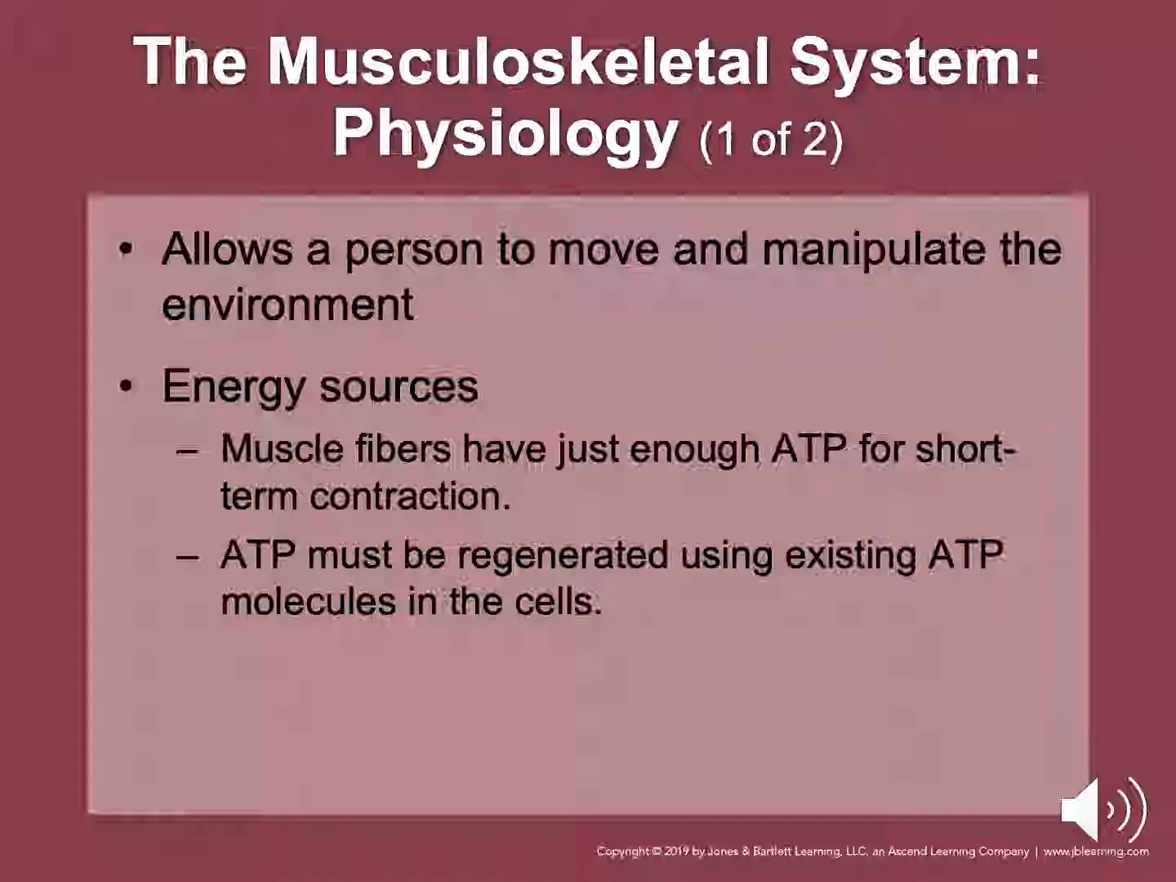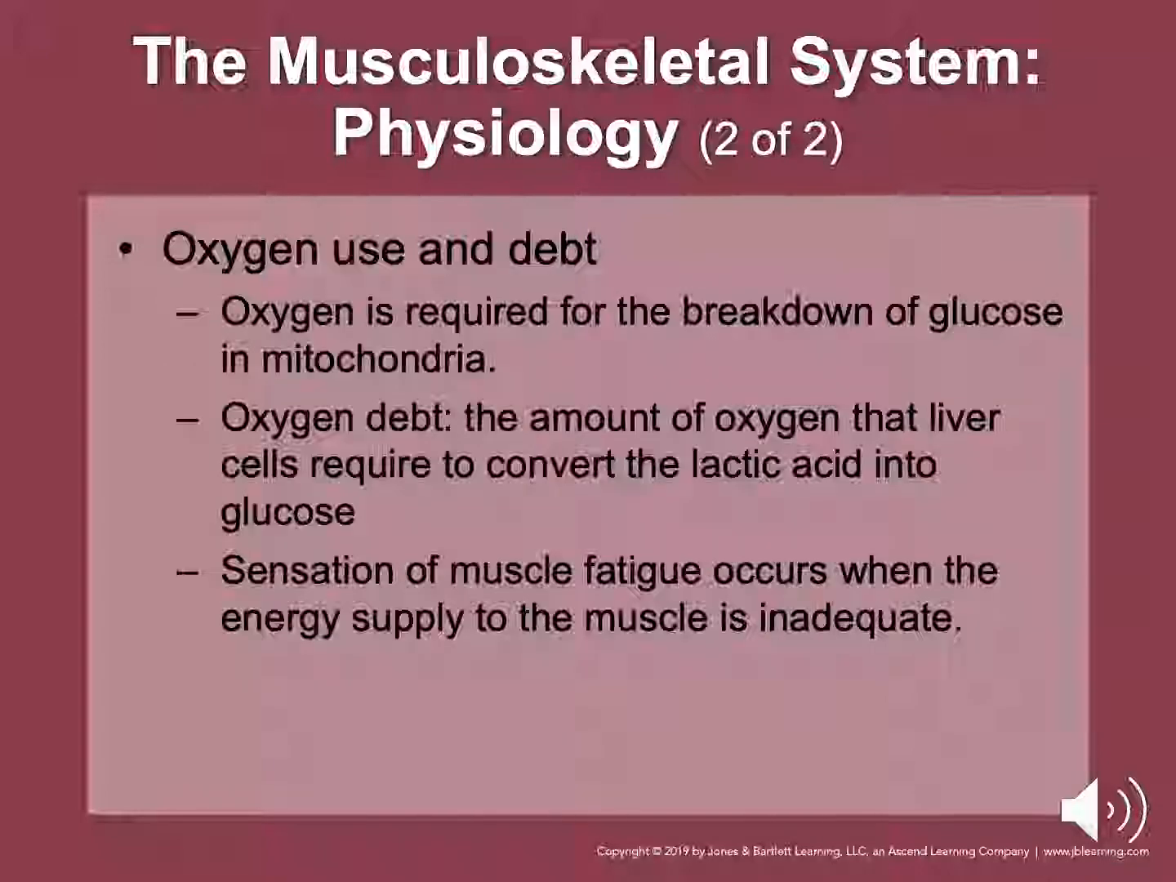Oxygen is required for the breakdown of glucose in mitochondria. So the oxygen debt is the amount of oxygen that liver cells require to convert the lactic acid into glucose. One hemoglobin molecule reversibly binds with 4 oxygen molecules. The pigment myoglobin is synthesized in the muscle. It can combine with oxygen to temporarily restore it to reduce muscular requirements.